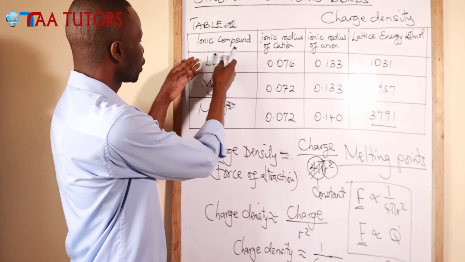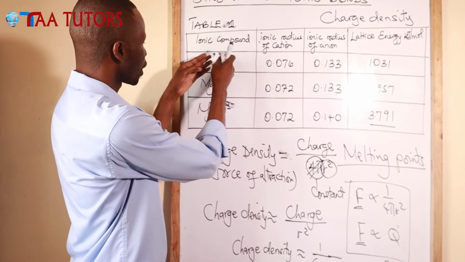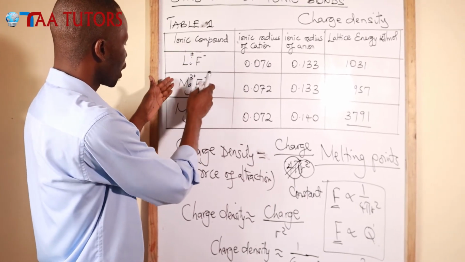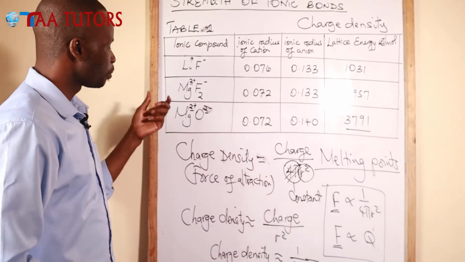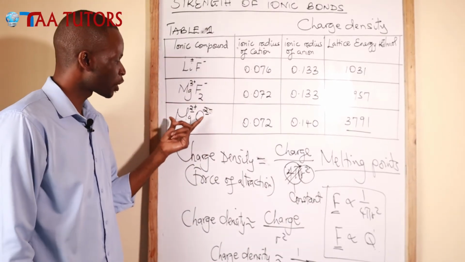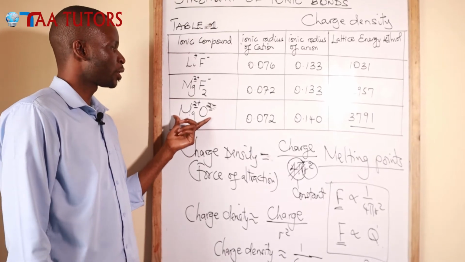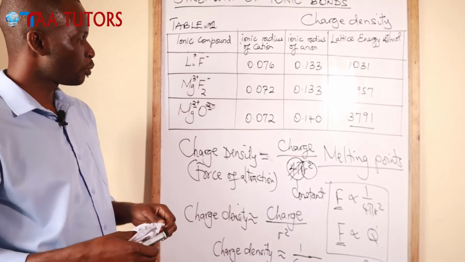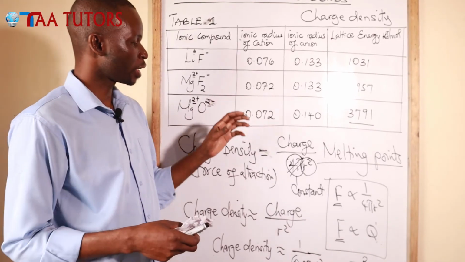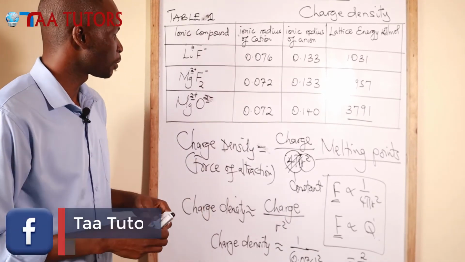If you want to calculate charge densities here, we can calculate the charge density of this, the sum for this and this we add. We come here, we add. Then we come here, also we add. We are going to see that finally the bigger charge density is going to be with magnesium oxide, followed by this, then followed by this. You can try that at home. You can try to calculate that so that you can tell which one is bigger.